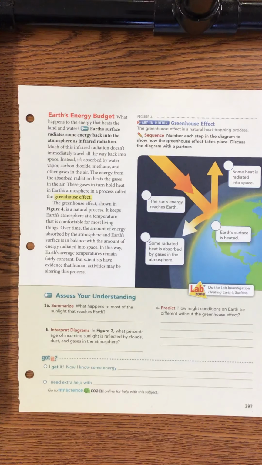So it gets stuck here in the gases. The greenhouse effect is shown in this figure. It's a natural process. It keeps Earth's atmosphere at a temperature that is comfortable for most living things, which is why they have greenhouses. Over time, the amount of energy absorbed by the atmosphere and Earth's surface is in balance with the amount of energy radiated back into space. Earth's average temperature remains fairly consistent, which is good. We need it like that. But scientists have evidence that human activity is altering the process.